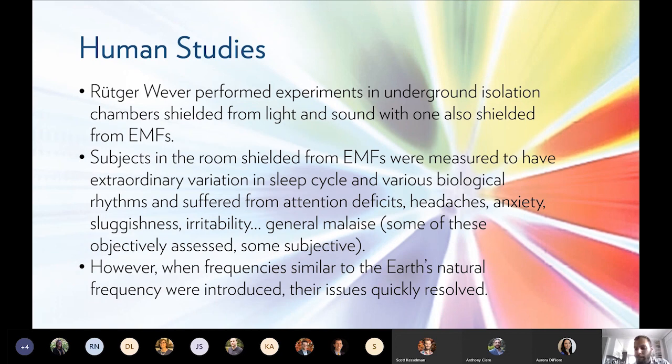Someone else did some studies in the late 60s on humans where they built these underground rooms shielded from light and sound, and one was also shielded from EMFs. And subjects in the room shielded from the Earth's natural EMFs suffered from a whole host of negative conditions, including insomnia and headaches and anxiety and irritability, and their biological rhythms were off. But when they introduced frequencies around 10 hertz into the system near the Schumann resonance, their problems quickly subsided.